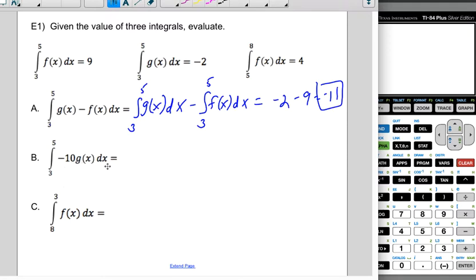The integral from 3 to 5 of -10 g of x dx, well, I can yank that coefficient out, right? That constant can come out. And then I know the integral from 3 to 5 of g of x dx. It's a -2, so I get a 20.